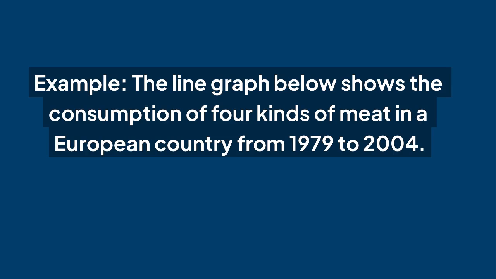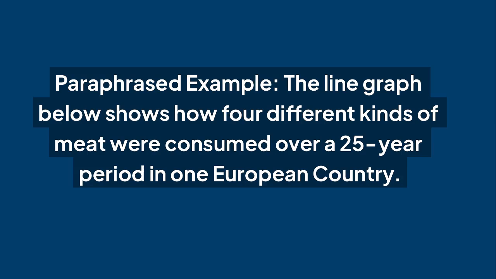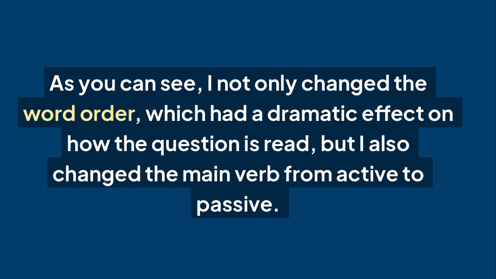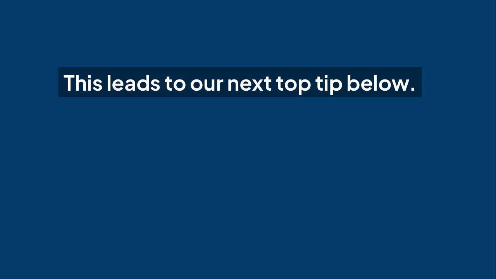Example: the line graph below shows the consumption of 4 kinds of meat in a European country from 1979 to 2004. Paraphrased example: the line graph below shows how 4 different kinds of meat were consumed over a 25-year period in one European country. As you can see, I not only changed the word order, which had a dramatic effect on how the question is read, but I also changed the main verb from active to passive. This leads to our next top tip below.